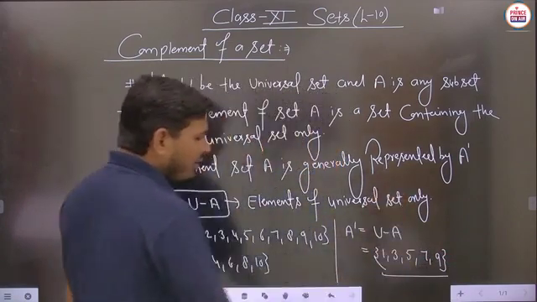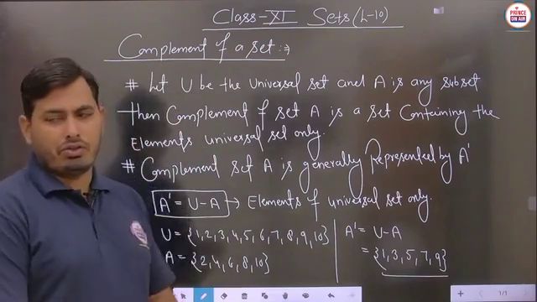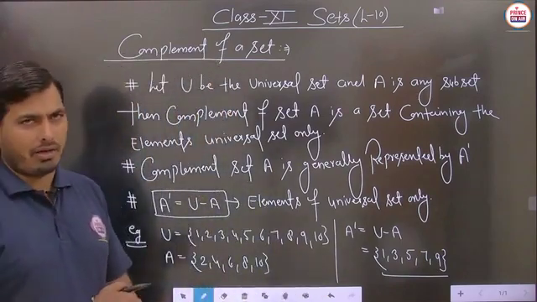Is it clear? So this A dash you can easily obtain here. A dash will be written as U minus A, and you will provide the answer in a very systematic manner. Is it clear?